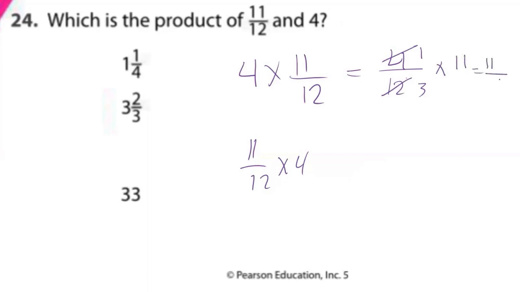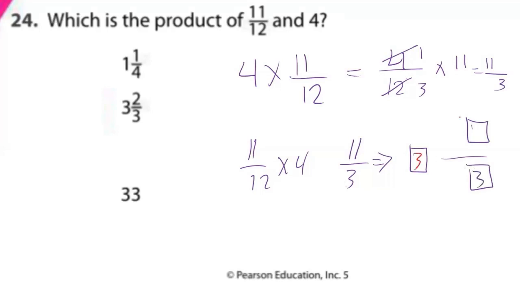11 over 3. It means to change this 11 over 3 in a form of mixed number. Okay, how come? Let's see here, drop 3 as it is, and how many 3's are there in 11? Just 3, and there is 2. So the answer will be 3 and 2 over 3.